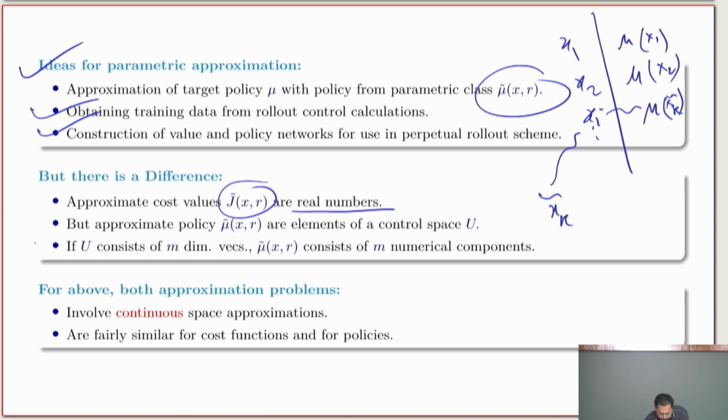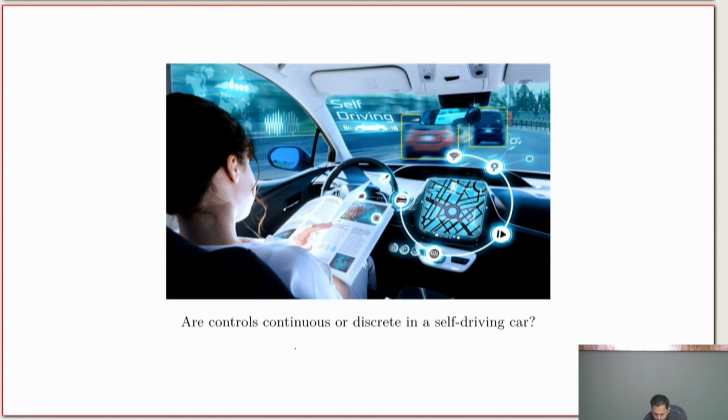So for example, it's typical to have a control space U that consists of n m-dimensional vectors, with m numerical components. In case control is also continuous, then obviously you have to go for regression there as well. Okay, so let us see some examples.